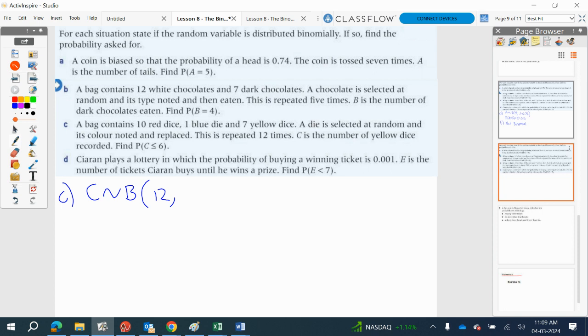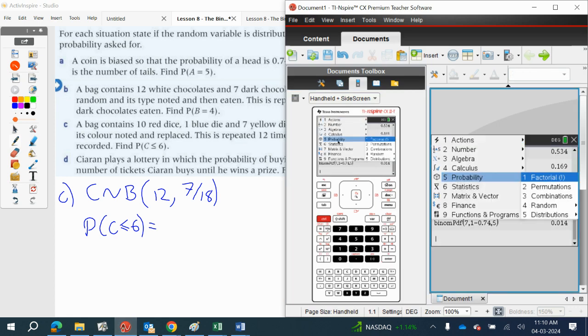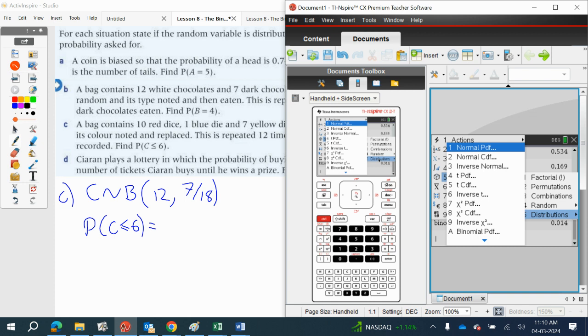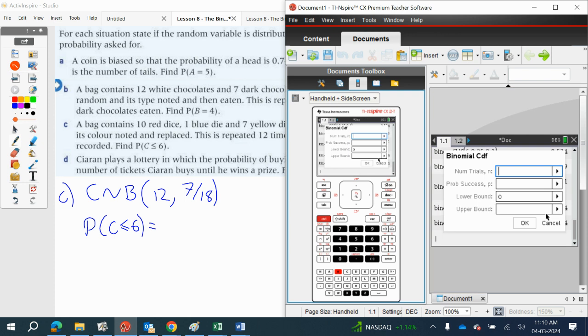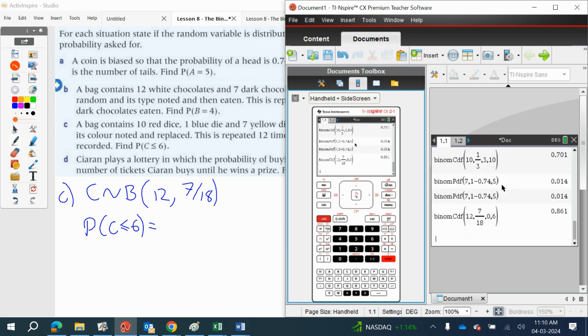So we've got 7 yellows out of a total of 18. So 7 out of 18. And we want the probability that C is less than or equal to 6. So menu, probability distributions. We want a cumulative one. We've got 12 trials, 7 out of 18. Our lower bound we want 0, and our upper bound we want to be 6. And we get 0.861.